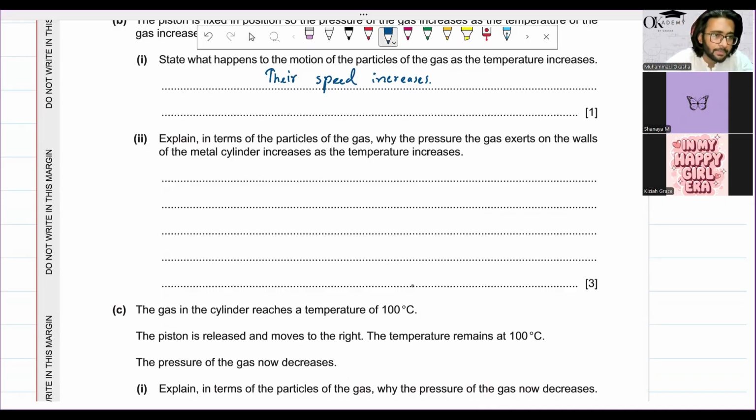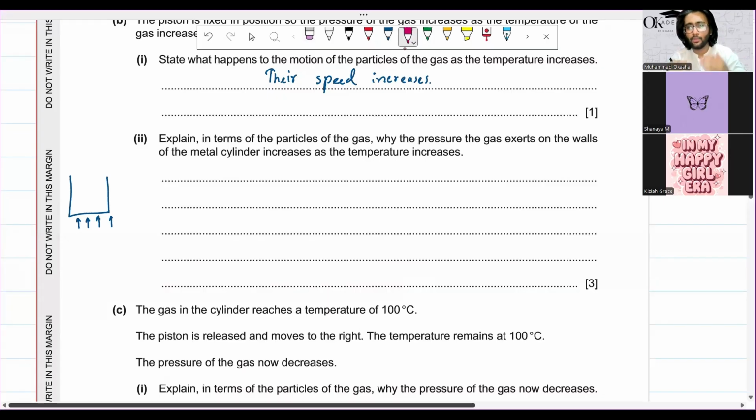It's also a simple question. Okay, as the temperature increases, why does the pressure increase along with it? Well, this is for 3 marks, so we have to provide a solid layered argument, one by one. So we'll say, well, the particles move more as the particles get heated up.